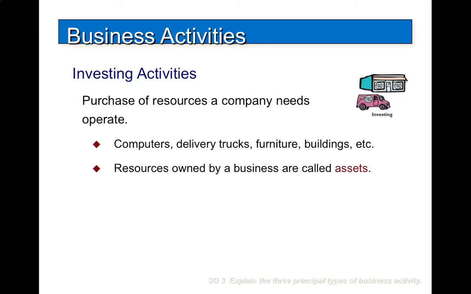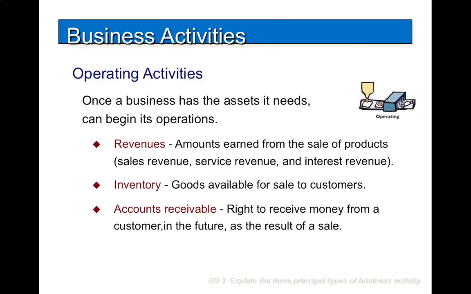Investing activities. Once the company has raised cash through financing, it will then use that cash in investing activities. Investing activities involve the purchase of the resources a company needs to operate. A growing company purchases many resources, such as computers, delivery trucks, furniture, and buildings. Resources owned by a business are called assets. Cash is one of the most important assets owned. Once a business has the assets it needs, it can begin its operations.